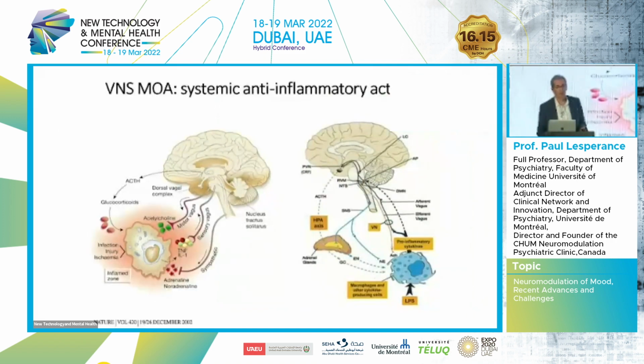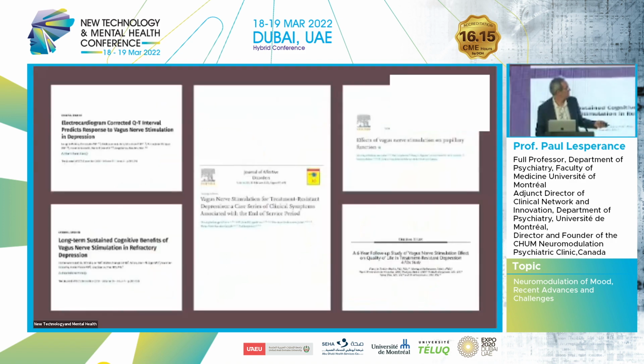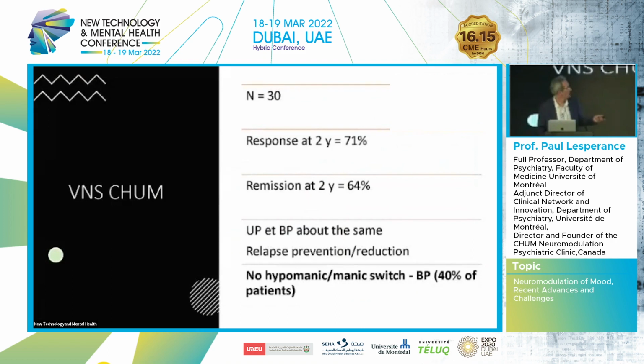Could it be through inflammation changes? We know that the vagus nerve also stimulates the spleen, and it's been shown. There was some preliminary data from the Grenoble group in France that shows that it might be good also for Crohn's disease, and so that might be one of the ways it works. And so we've been publishing around VNS for some time now, and our cohort is now 30 patients, and we tend to have about 40% of bipolars with a response at 2 years of 71% and a remission at 60%, 64%. And so it's pretty good for those very, very refractory patients that were usually non-rTMS or ECT responders.